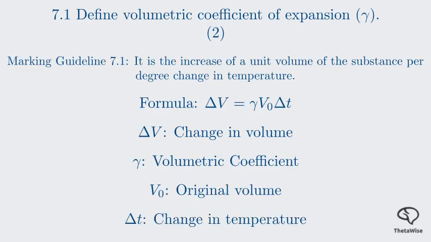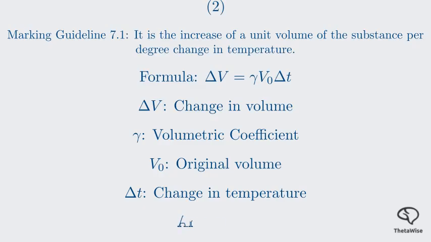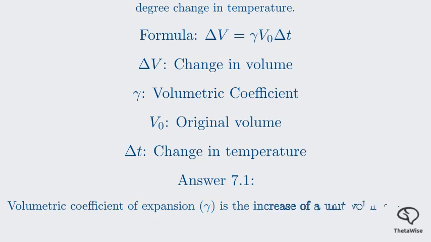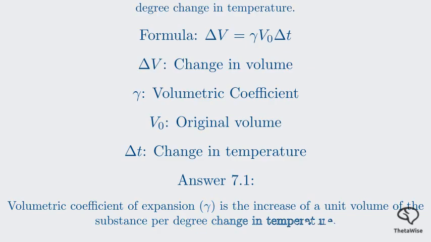It states that the change in volume, delta V, is equal to the volumetric coefficient gamma, multiplied by the original volume V0, and the change in temperature delta T. This formula directly reflects the definition we've discussed. So our final answer for question 7.1, following the marking guideline, is that the volumetric coefficient of expansion is the increase of a unit volume of the substance per degree change in temperature.